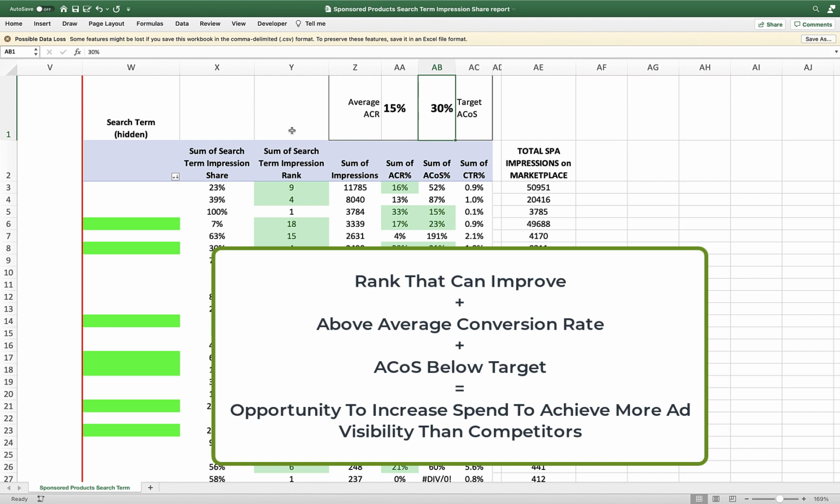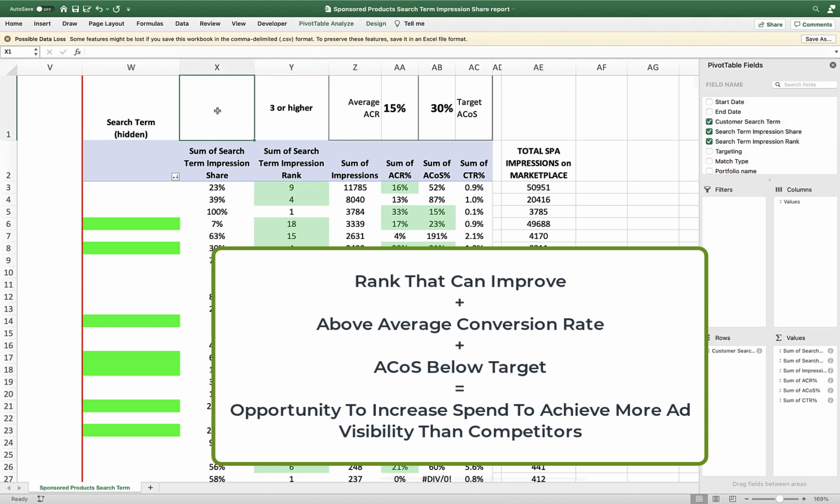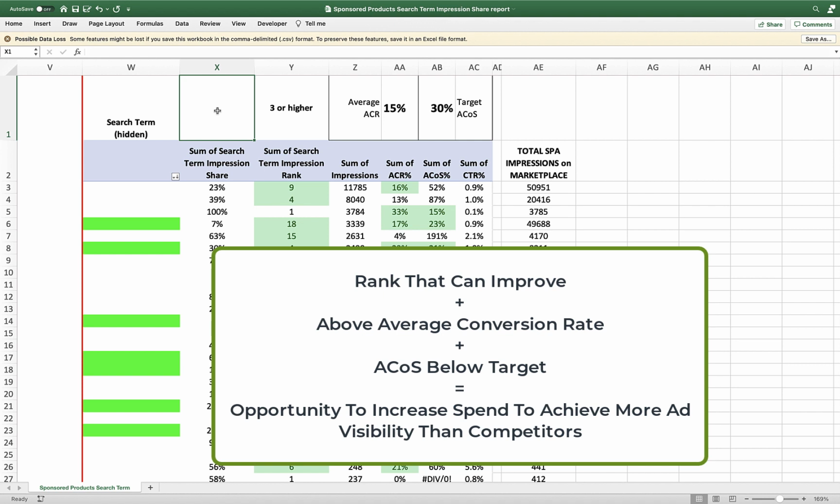The other thing I'm going to score here is anything where there is a search term impression rank of 3 or higher. So here's the idea. Here's a quick thing, okay?